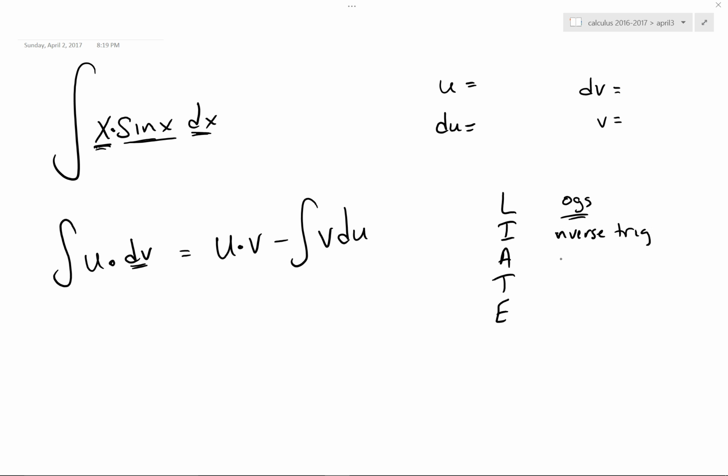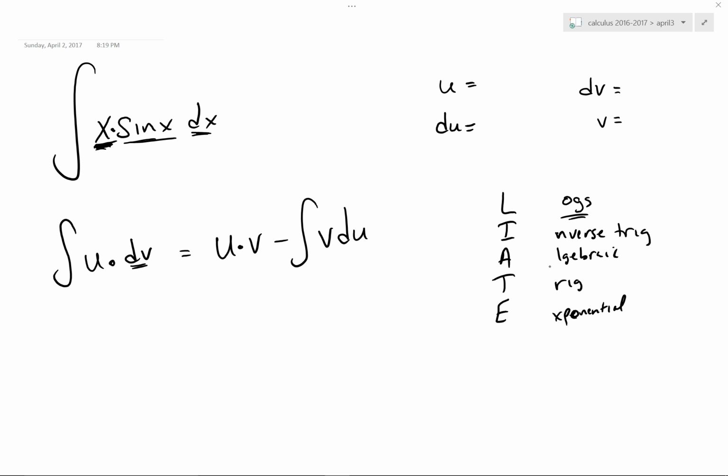Algebraic functions, things like x squared, x cubed, whatever. Trig functions are next, and then, of course, exponential functions. If you can't antiderivative e to the x, you've got issues, right? So, pretty easy to do. So when I look at this deal here, I'm thinking to myself, now wait a minute.